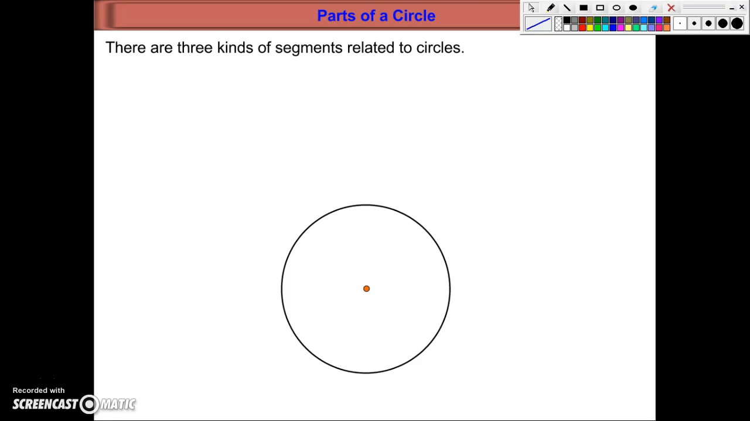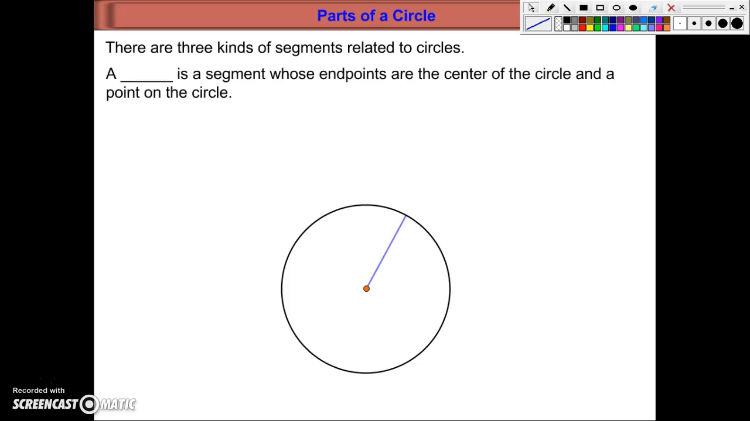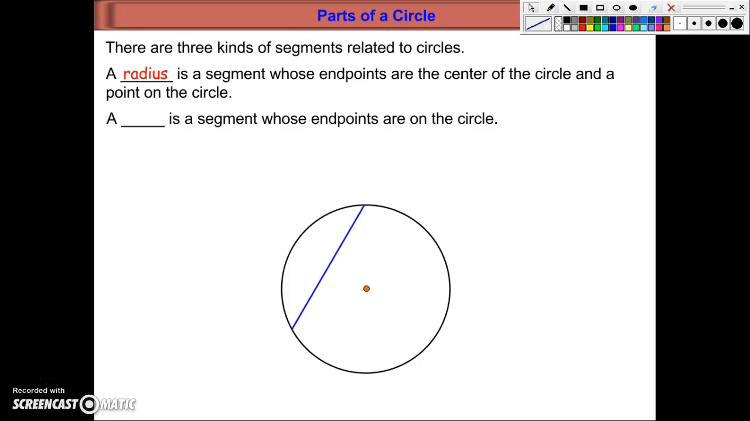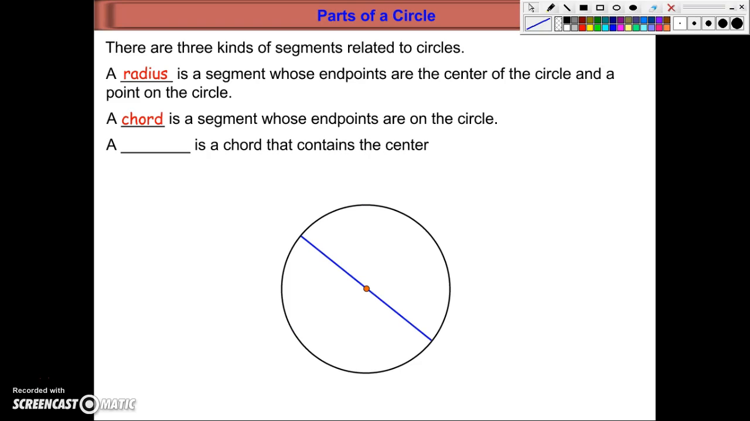There are three kinds of segments related to circles. A blank is a segment whose endpoints are the center of the circle and a point on the circle, as illustrated down below. That's going to be a radius. A blank is a segment whose endpoints are on the circle. Okay, so here we have a segment whose endpoints are on the circle, as illustrated below, and that's a chord. And a blank is a chord that contains the center. So we have a special type of chord that runs through the center of the circle, and that is called a diameter.